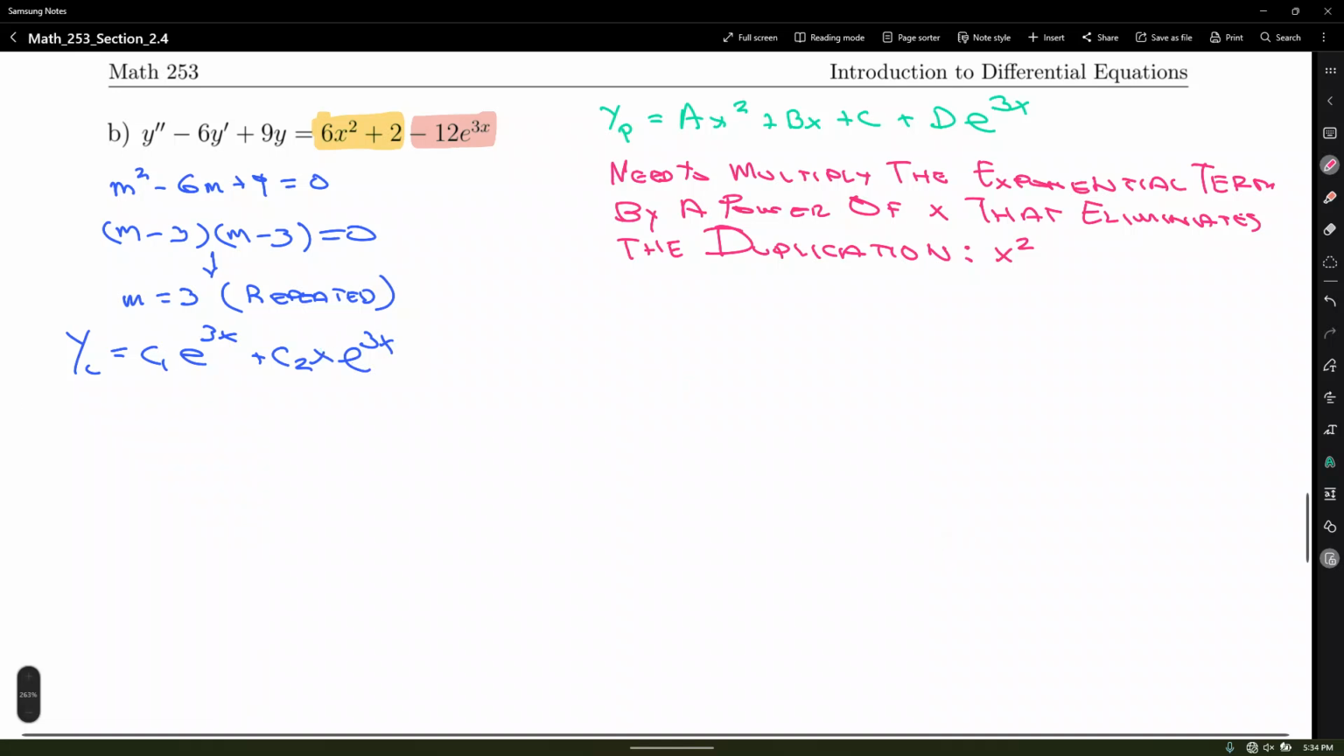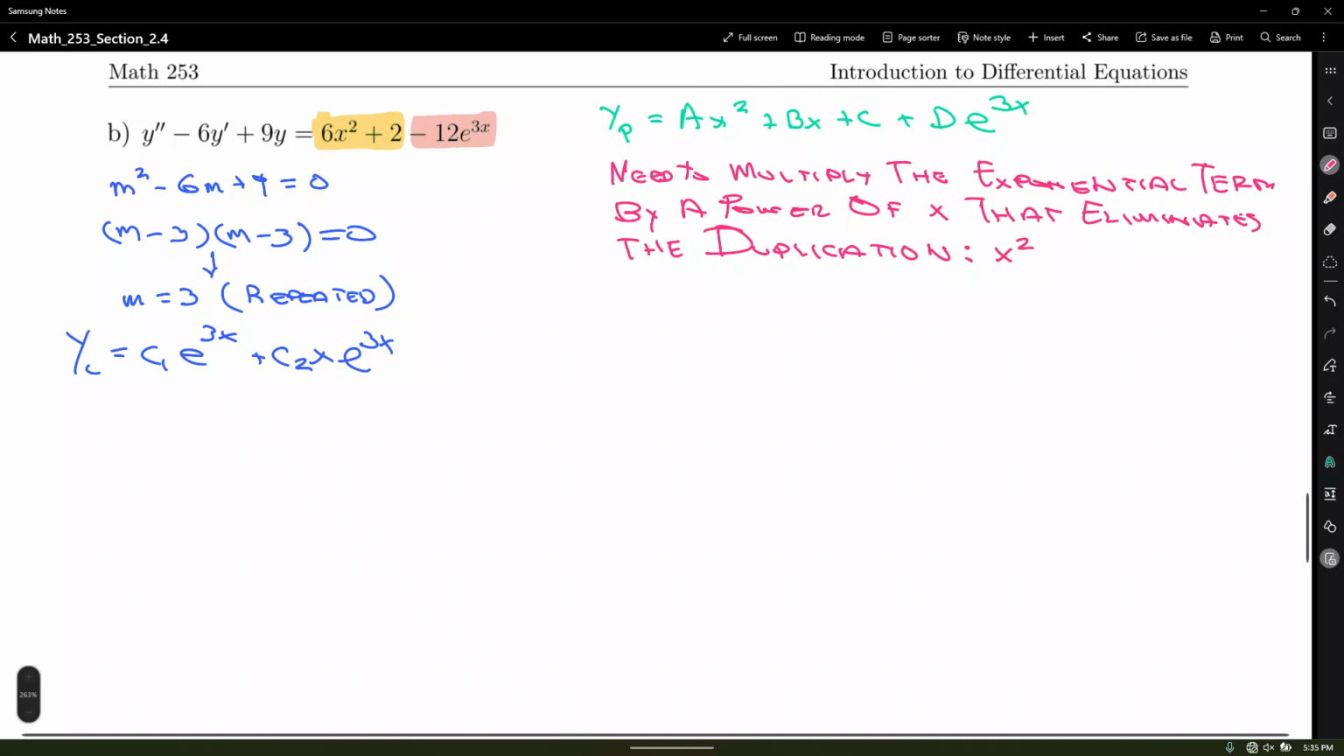Notice I didn't do any side note like this in the previous exercise, because the previous exercise only had one term on the right-hand side of the differential equation. This one has a combination of a polynomial and an exponential. Here's the tricky part: we only multiply by a power of x those terms that duplicate the homogeneous solution. Does the homogeneous solution contain polynomials? No, so the polynomial part has no repetition.